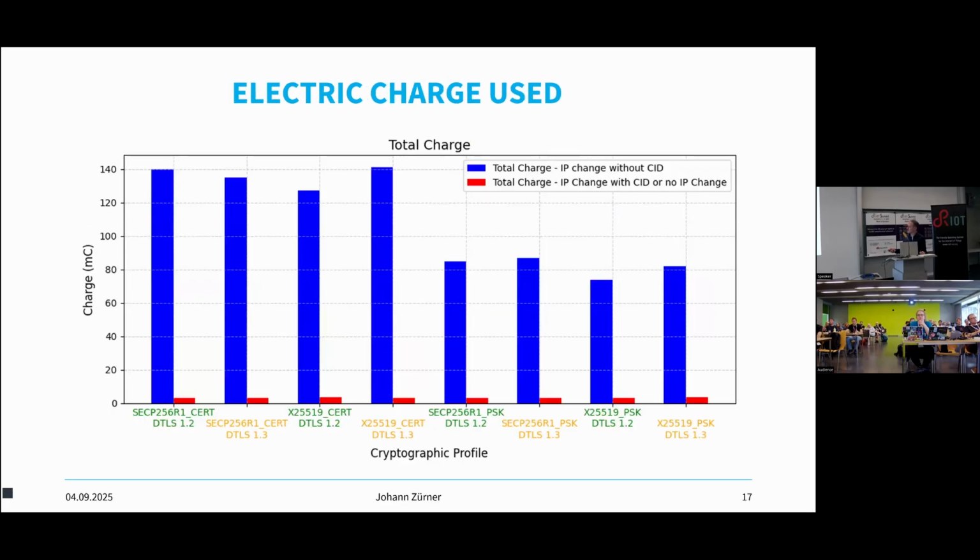Okay, that's another graph showing average power savings using connection ID in red versus not using connection ID in blue with each change of IP address. And that would eventually translate to battery power being drained if you have many IP address changes in your network environment.